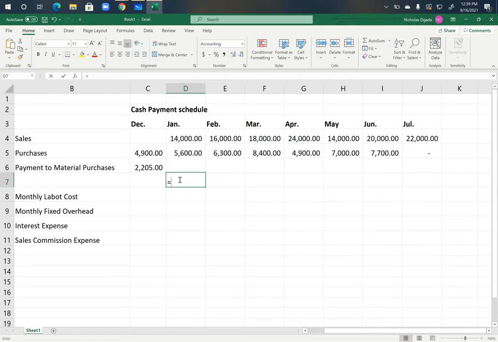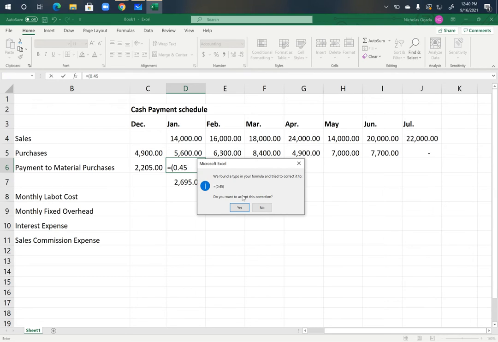So the next month here, our payment is the 55% of what we had from the previous month, which was the 4,900, because we pay 45% in the month of purchase, and 55% goes in the following month. For this purchase of 5,600, again, 45% of that will be paid in the same month.